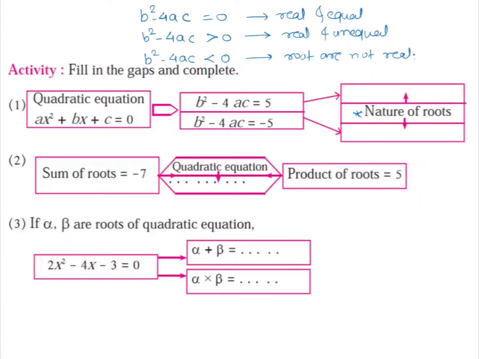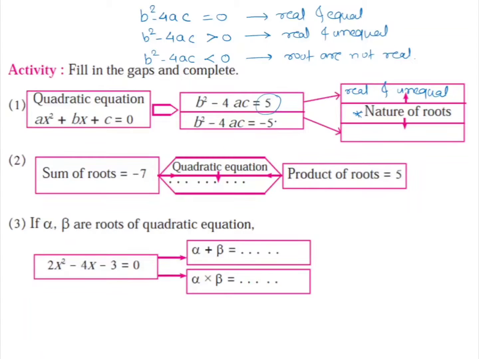So these are the three conditions by which we can predict the nature of roots of the quadratic equation. Now for the first activity, for the general form of the quadratic equation, we have b square minus 4ac is equal to 5. Now if we observe, this value 5 is greater than 0 as it is a positive number. So if b square minus 4ac is greater than 0, then the roots are real and unequal. So for this case, the roots are real and unequal.